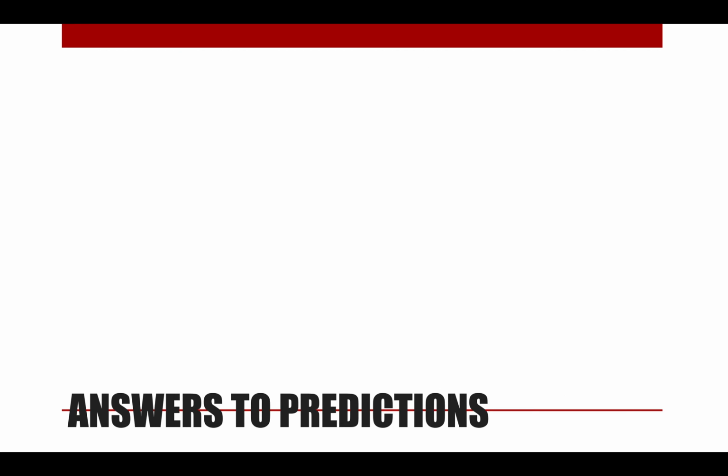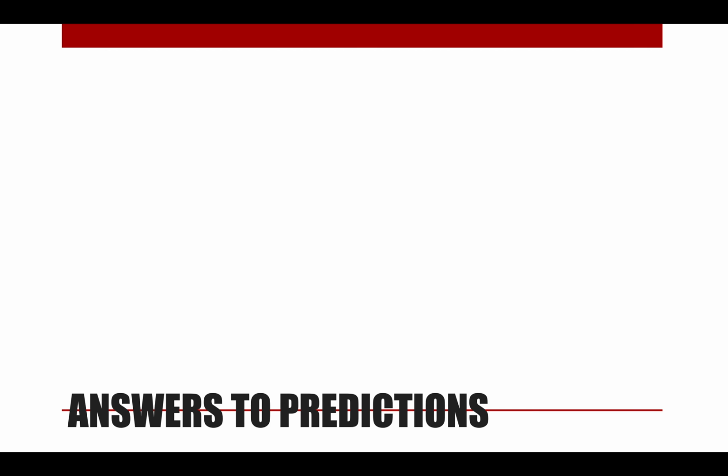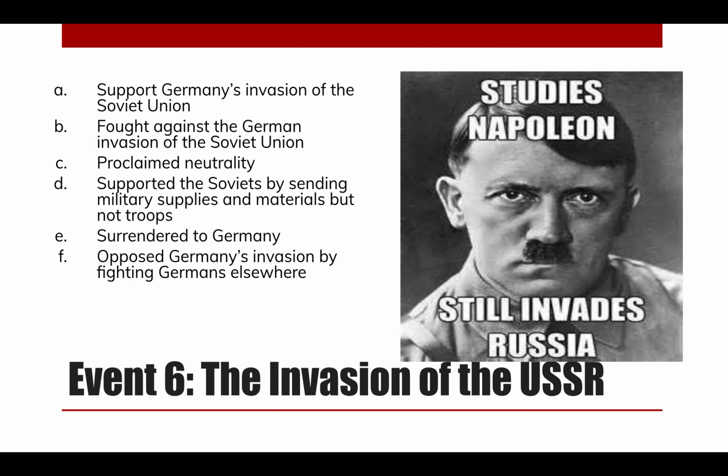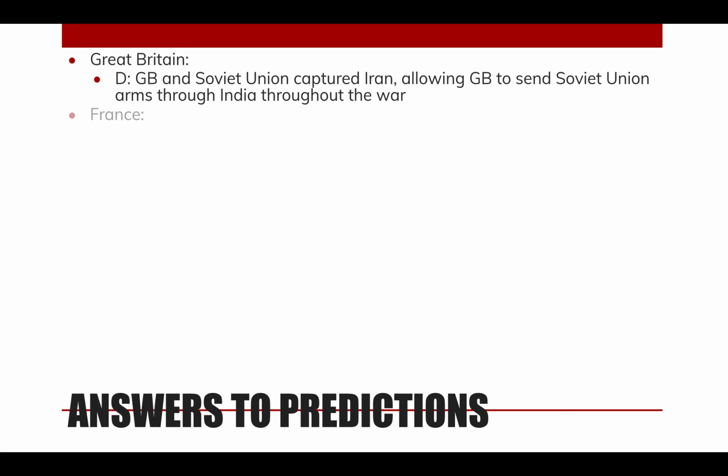What did you do? Pause the video if you need to think and look back at these options real quick. Here are your answers. Great Britain, you are going to D, as we're looking at this. Support the Soviets by sending military supplies elsewhere. We have that going on.